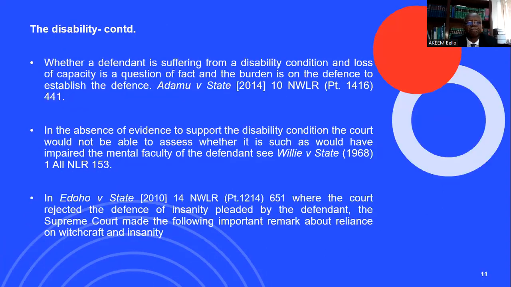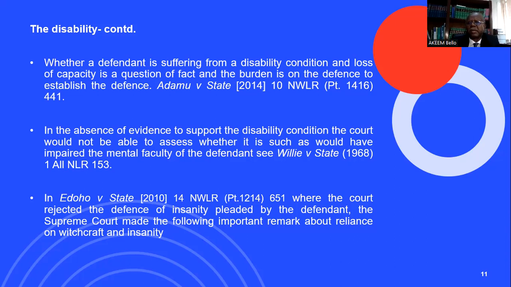Whether a defendant is suffering from a disability condition and loss of capacity is a question of fact. And the burden is on the defense to establish the defense. So it's always a question of fact. The court will look at the evidence, just like you may also be confronted with a different factual scenario in a problem question. Now, your responsibility will be to apply the legal elements of the offense and relate it to whether from the facts there is evidence to suggest that the disability condition the offender is suffering from has resulted in a loss of capacity. And by the time we look closely at the loss of capacity, you will see the various ways in which it can manifest. And the burden of doing this is on the defense. In the absence of evidence to support the disability condition, the court will not be able to assess whether it is such as will have impaired the mental faculty of the defendant.